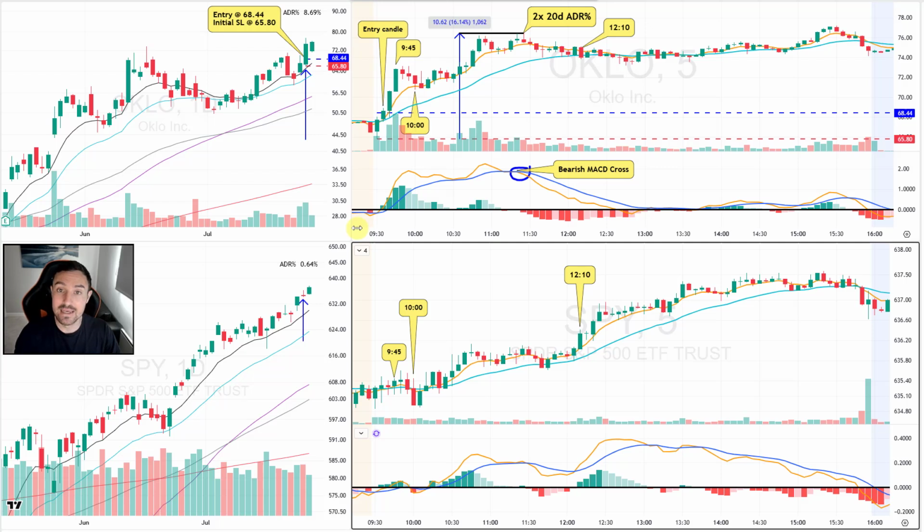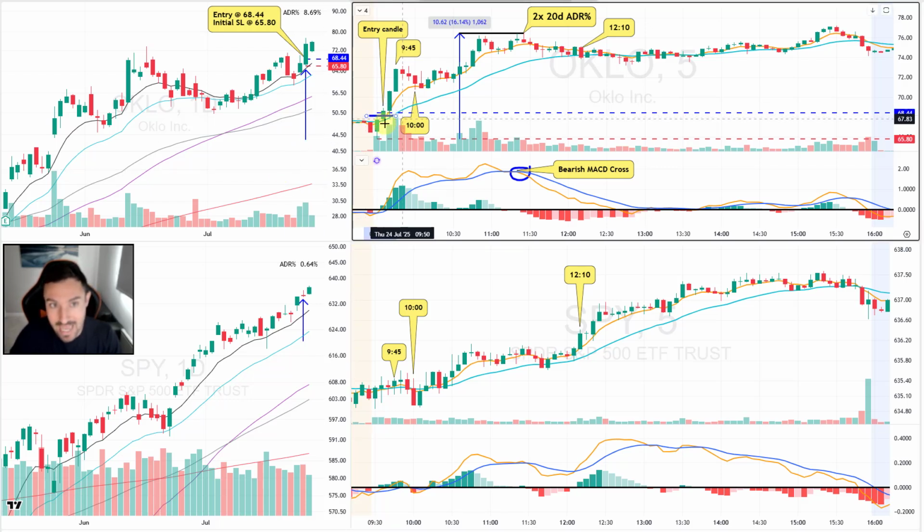Now a trend day is when a stock goes on a big move relative to its 20-day average daily range percentage. So what we see Oklo do, okay, it moves through the high here. My entry is as it takes out, trades through the high of this bullish first 5-minute candlestick. So my entry is at 68.44 on this bar here.